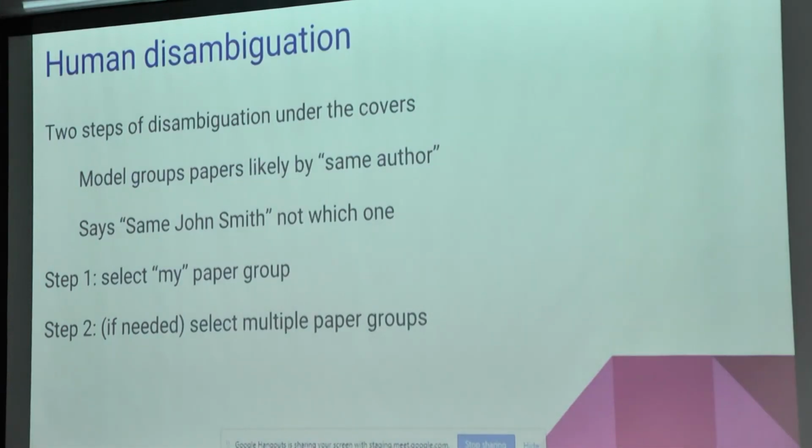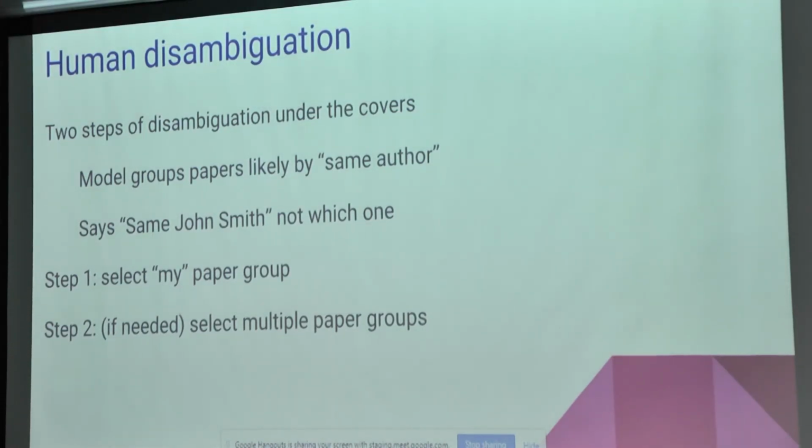So what does the human disambiguation do? There are actually two levels of disambiguation. First, what the model does is to say these papers are likely by the same author, so by the same John Smith, but not which John Smith. So when the human sets up the profile, they do two things. First, among all the John Smith groups, they select the one that is good. Second, if needed, you can select multiple paper groups, and voila, we have arrived at a solution which allows the user in a few minutes to get the result of a high precision, high recall disambiguation. Next slide, please.